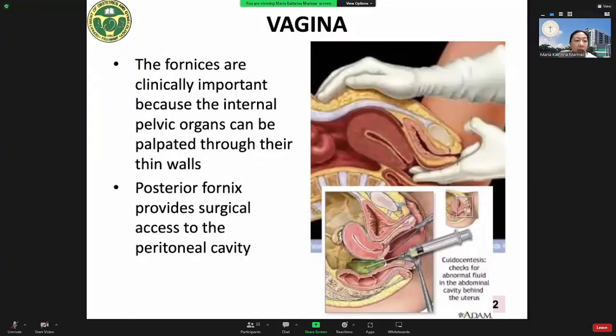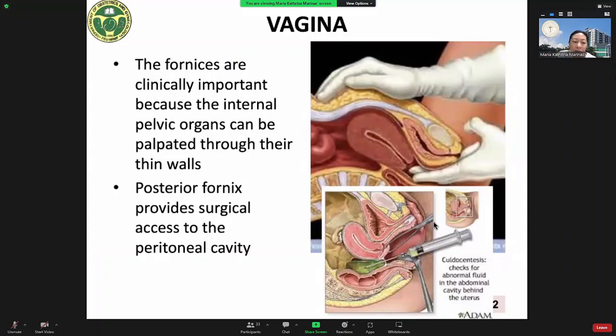The fornices are clinically important because in obstetrics we can do internal examination, that is palpating the internal organs. And through its thin walls, we can palpate if there are organs or obstruction there alongside the walls beneath the vagina. The posterior fornix, such as this area, provides a surgical access to the peritoneal cavity.